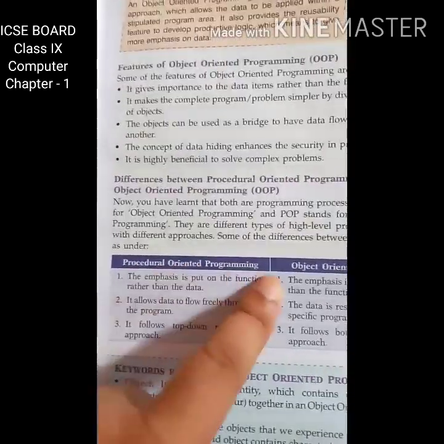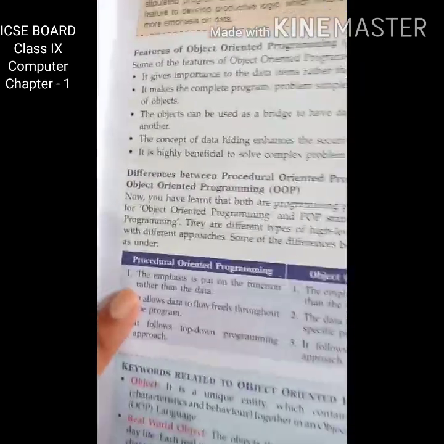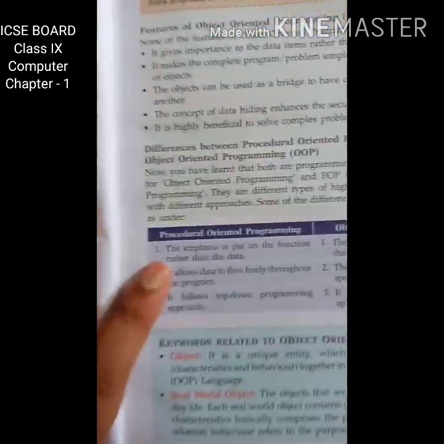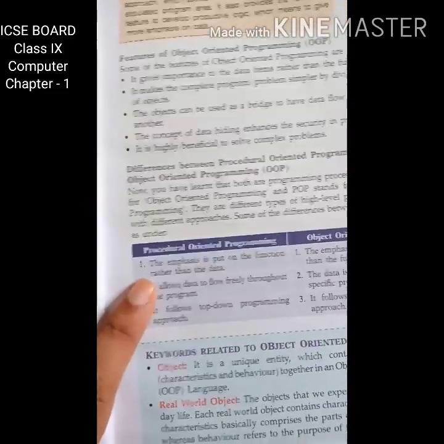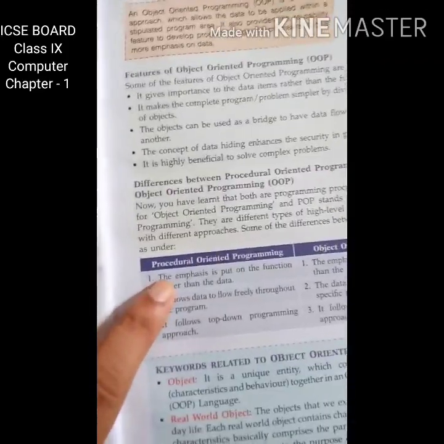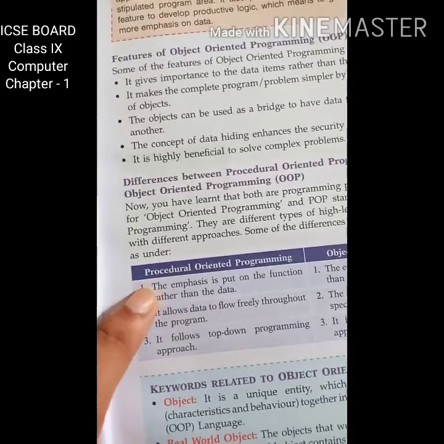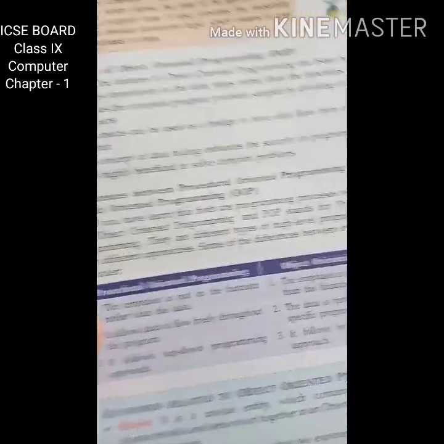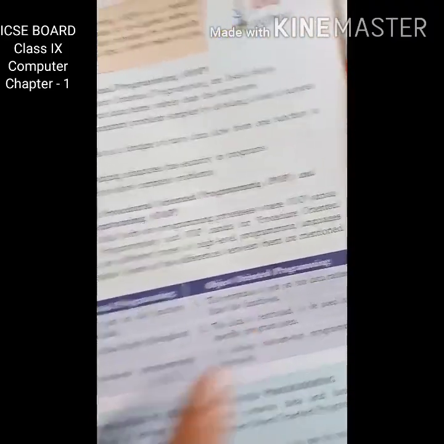So the difference between procedure oriented and object oriented programming is also very important. One mark questions may come from this. First, in procedure oriented programming, the emphasis is put on the function rather than the data. We give the main emphasis on function in procedure oriented programming, not on data. But in object oriented, we give emphasis on data, not on function.